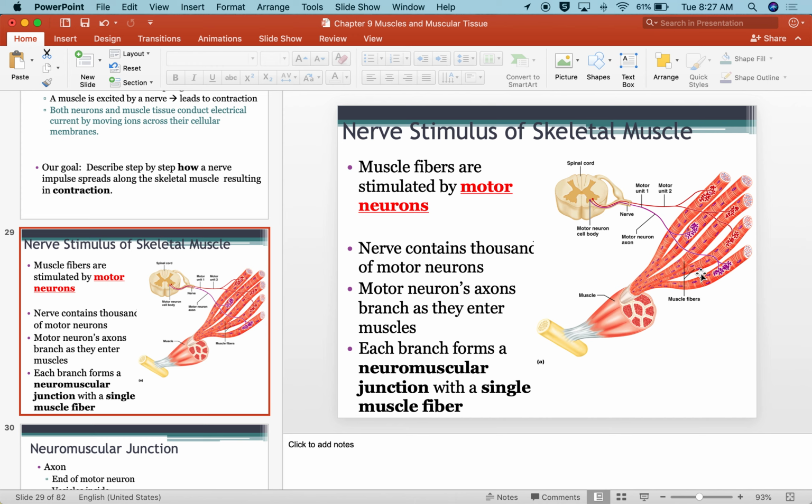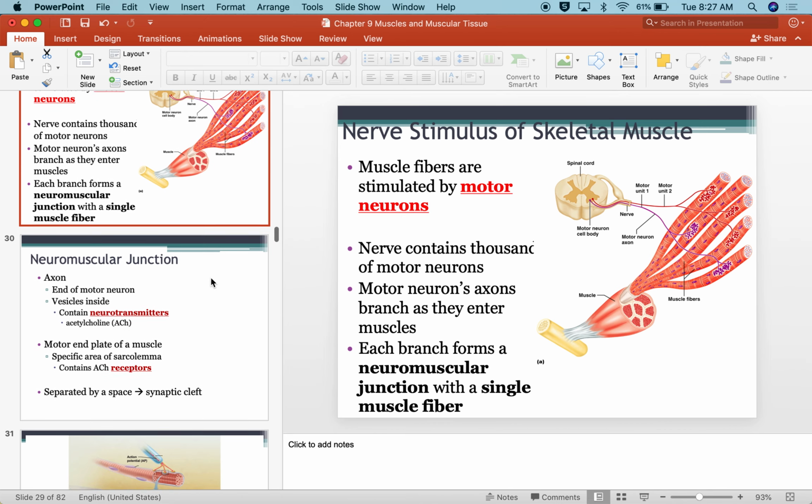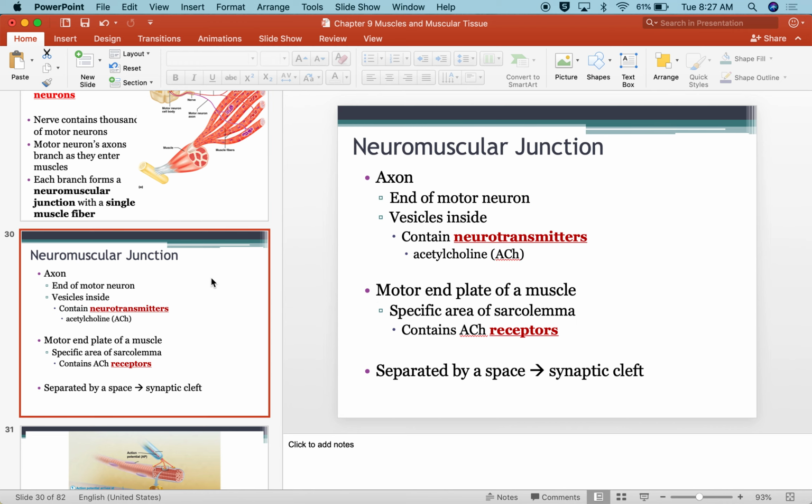Each branch forms a neuromuscular junction with a single muscle fiber. So here's a neuromuscular junction, here's one, here's one, here's one, here's one. Those are all considered neuromuscular junctions. The parts of this neuromuscular junction include the axon, which becomes the end of the motor neuron. And there are vesicles inside the ends of the motor neurons that contain the neurotransmitter acetylcholine, ACh. We're going to talk about this guy a lot during this chapter.